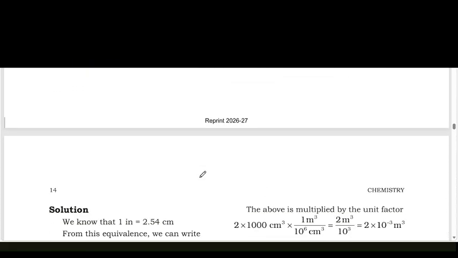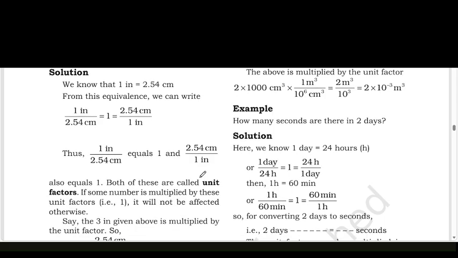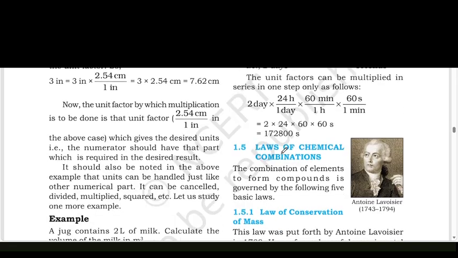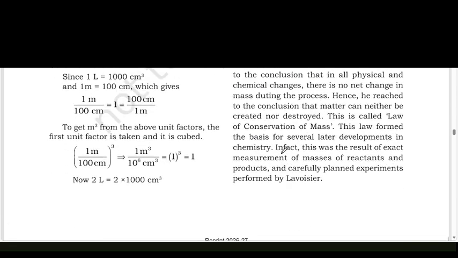ये रहा। अरे यार ये नहीं करना। How many seconds are there? अबे भाई ये कैसे सवाल है?